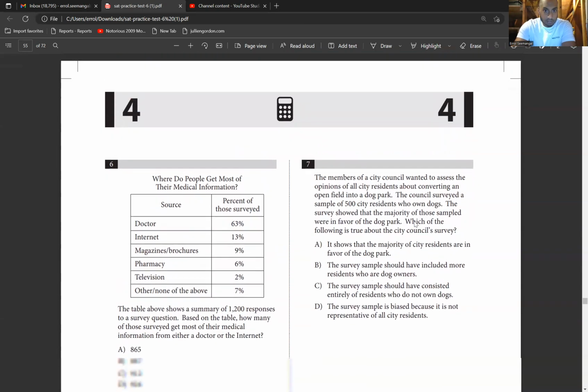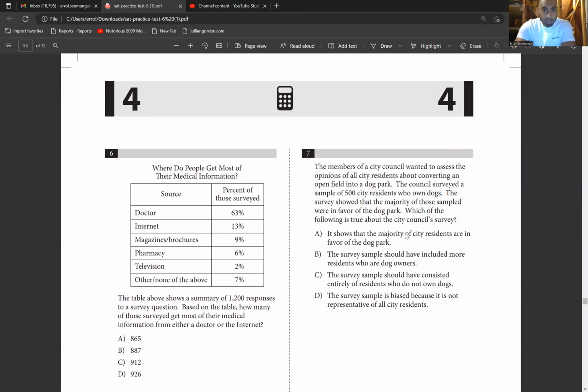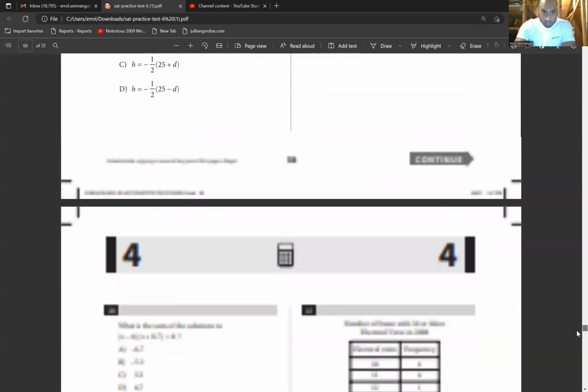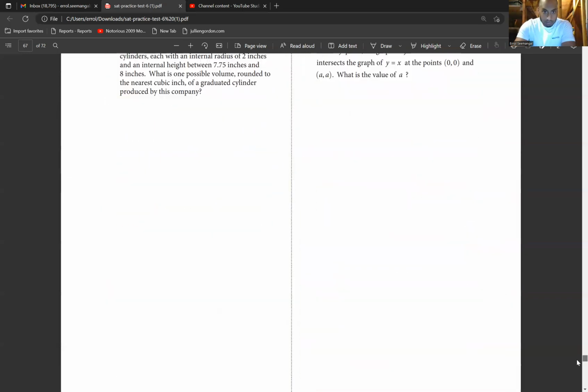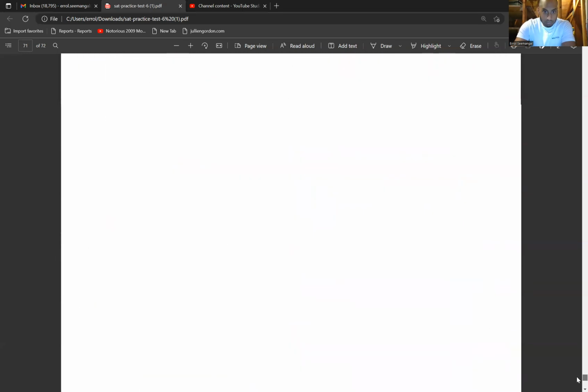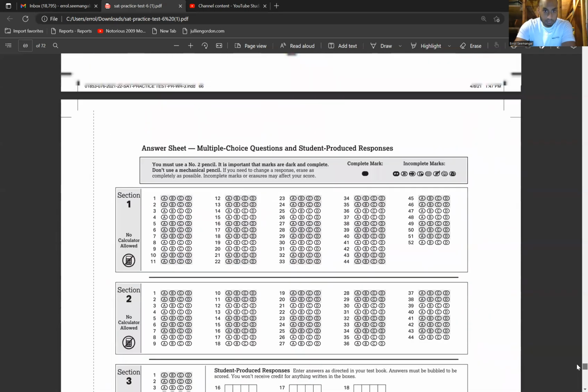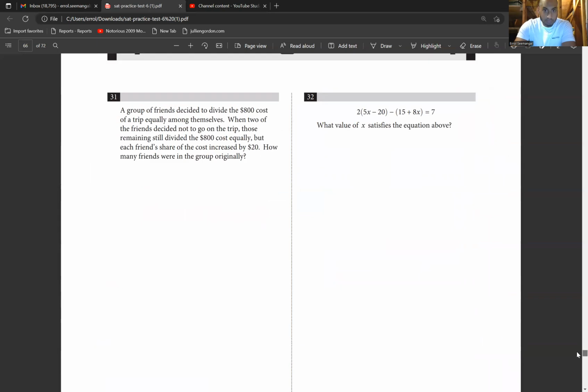Do we have the answers on the end here? Section 4.7. Let's check 4.7. No, it doesn't look like we have.